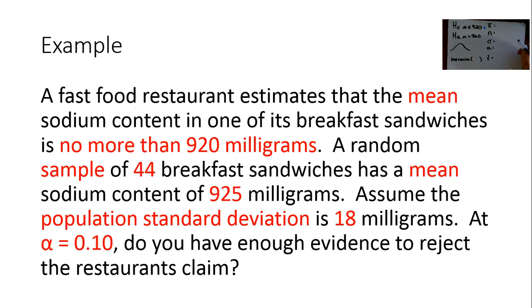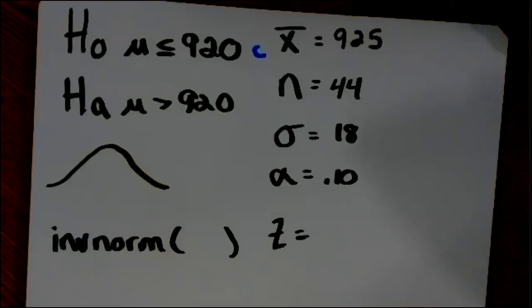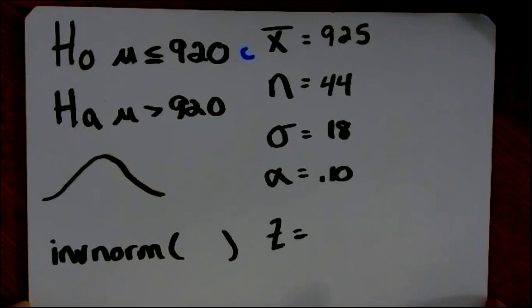If we keep going, it says a random sample of 44. So my n is 44. From that sample, it has a mean sodium content of 925. So my x bar is 925. And the population standard deviation sigma is 18. And at an alpha value of 10%, 0.10, do we have enough evidence to reject the claim? So that's what we're given. So let me switch over here to my actual whiteboard so you can see a little better what's going on. So this is what we have, just getting the information from the problem.